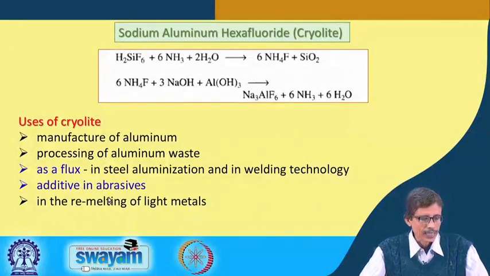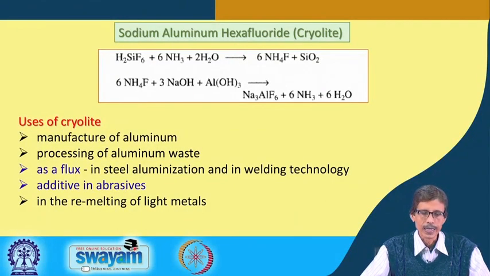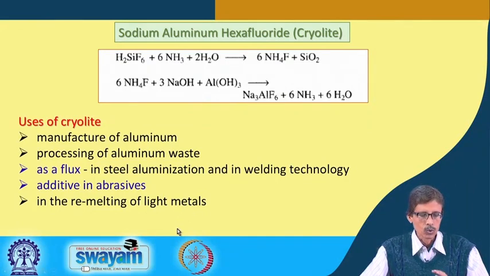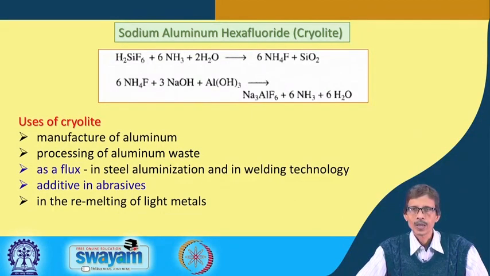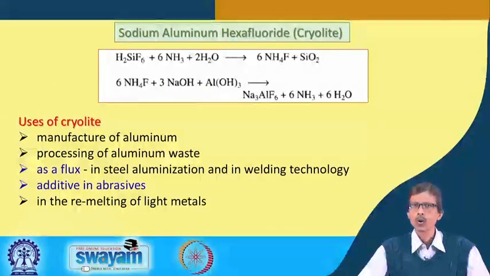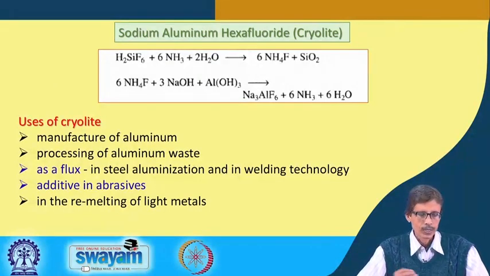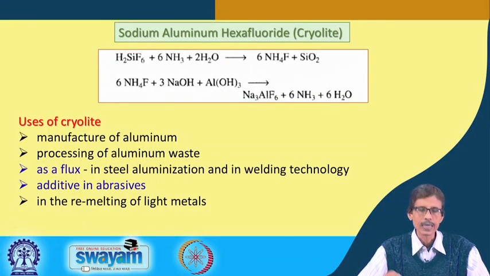Then it can be a very good additive for making abrasives. So, the abrasive industry is also dependent on cryolite, and in the remelting of light metals, again some kind of material like a flux, we can use cryolite for the typical melting process, the fusion process, basically. What we see is that for melting of gold we know that we use borax, which is a very good flux material. Similarly, for remelting of light metals, not the heavy metals, the light metals, we can use this particular compound, that means cryolite, directly for that particular process.